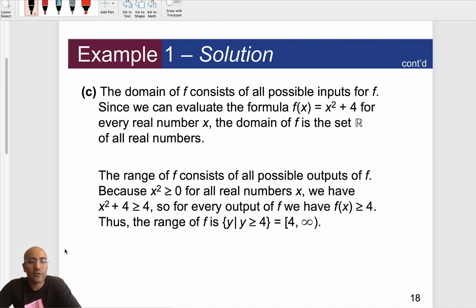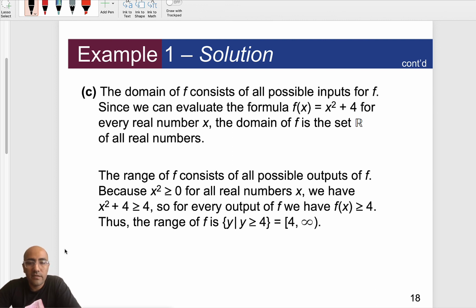The domain of the function. The domain consists of all possible input values for f. When we're considering the domain of the function, we really have to think about where possible problems can arise, and there are only a couple of problems to think about. Are we accidentally dividing by 0? And the other thing is, are we accidentally taking the even root of a negative number?